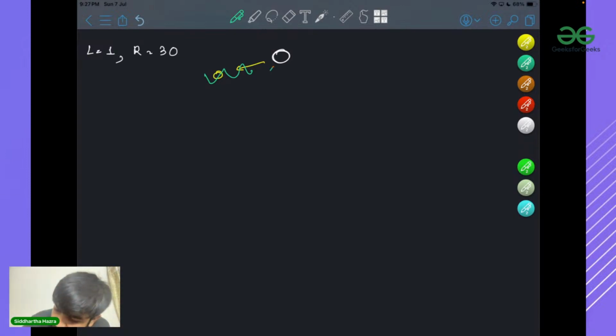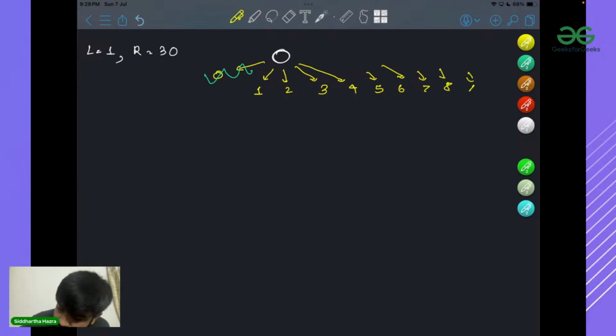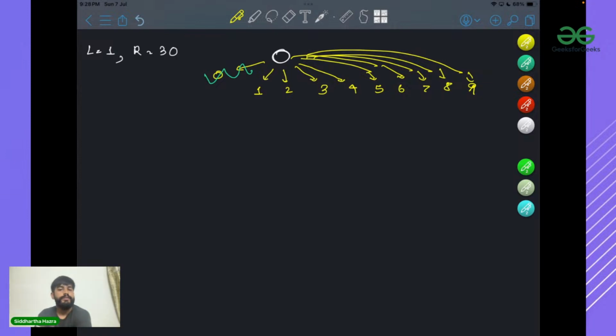Okay, so the first value I can take here is 1. Then I can also take 2, then 3, then 4, then 5, and these all originate from the root itself, then 7, 8, and then 9. So we are taking all the values which originate from this. Fair enough, we took all the values that originate from this point.